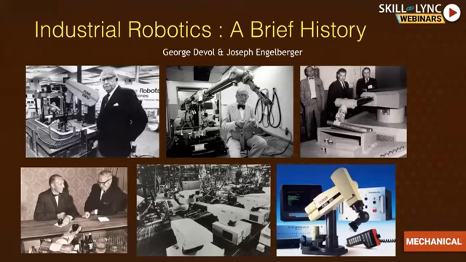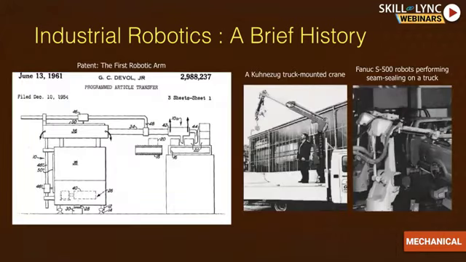So this is the first patent which was published. This is the first patent under robotics, under the title Programmed Article Transfer by George Devol. Even at that time, you can see the truck had a mounted crane, which is hydraulically actuated. And next you can see the Fanuc S500 robot, which is performing sealing on a truck in an industrial assembly line.